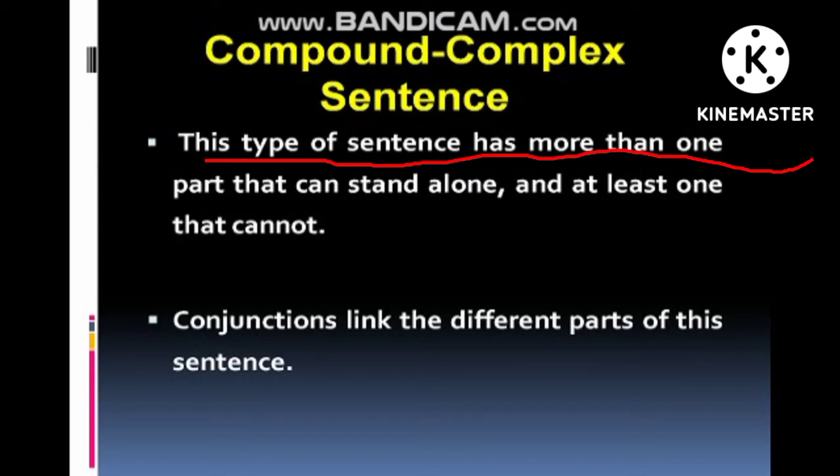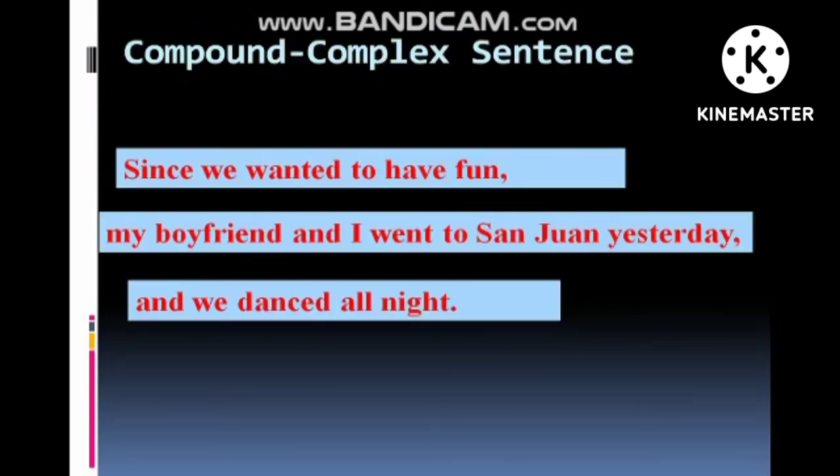This type of sentence has more than one part that can stand alone and at least one that cannot. Conjunctions link the different parts of this sentence. What does it mean? In simple words, a compound complex sentence consists of at least two independent clauses and one or more dependent clauses. For example, since we wanted to have fun, my boyfriend and I went to San John yesterday and we danced all night.